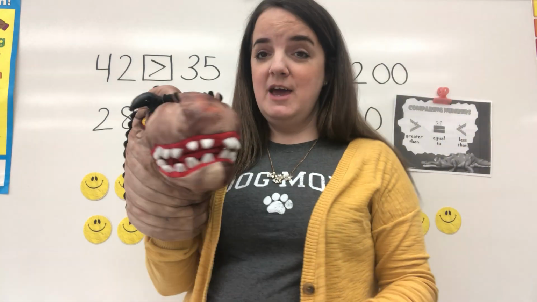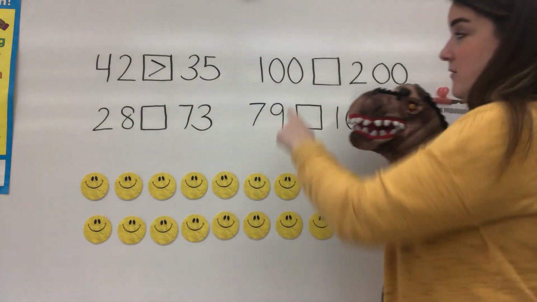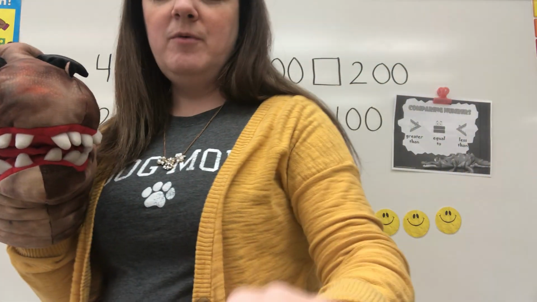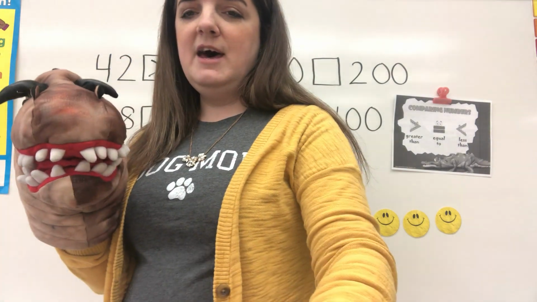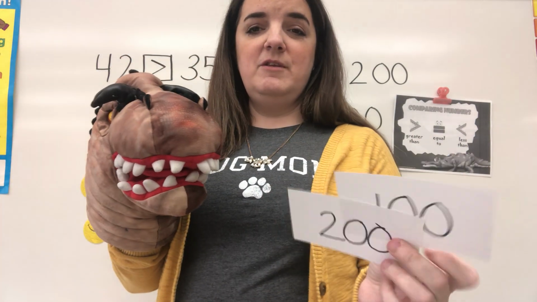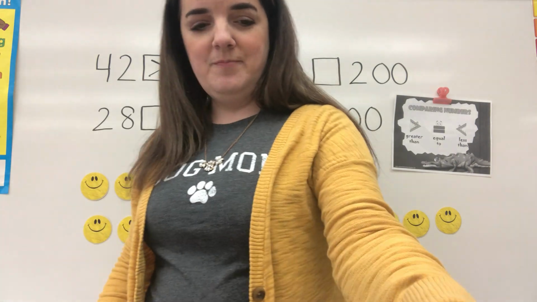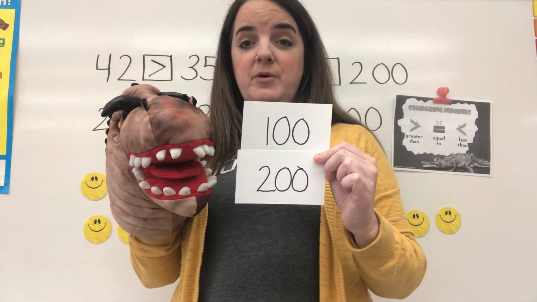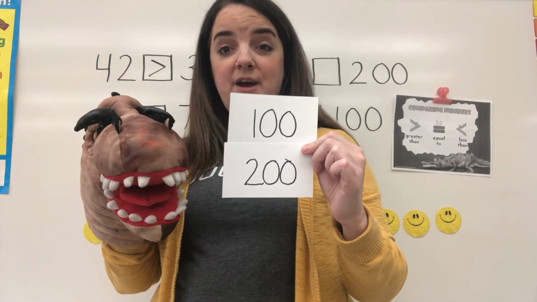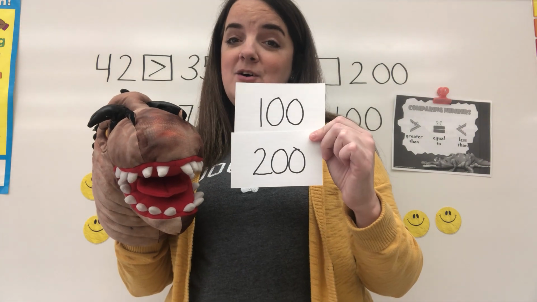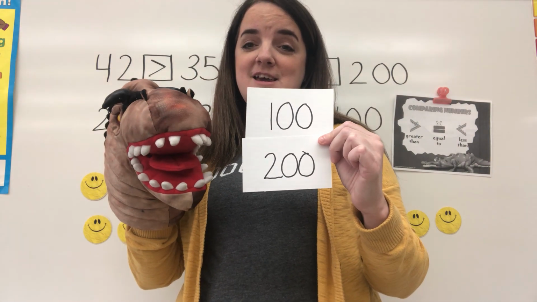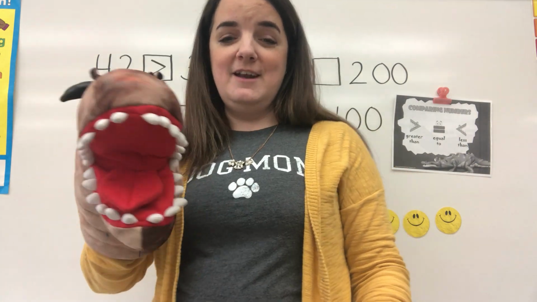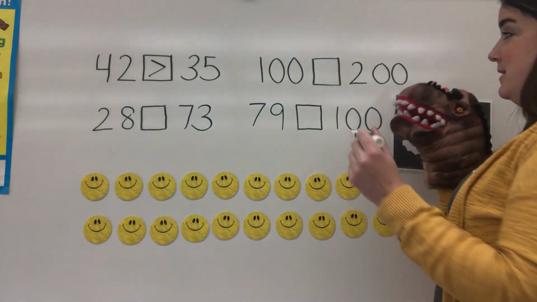Now, Mr. Dinosaur, we have some more numbers. We have 100 and 200. So, Mr. Dinosaur, here we go. We have number 100 and we have number 200. Here we go. Mr. Dinosaur, which one do you want to eat? Class, which one do you think Mr. Dinosaur is going to eat? 100 or 200? Let's see. And go. Oh, he ate 200.